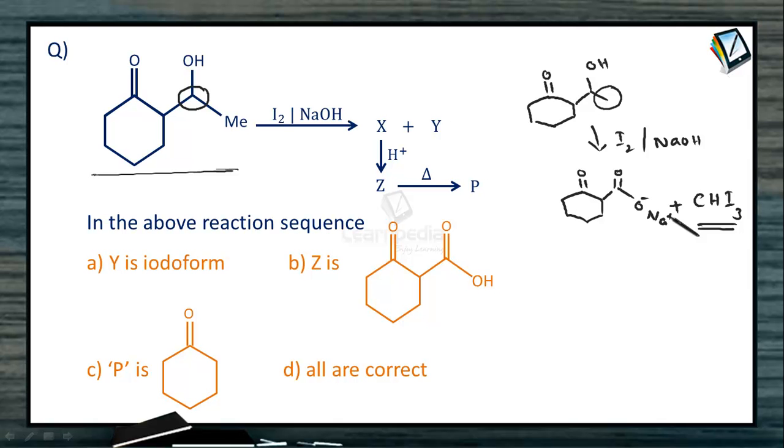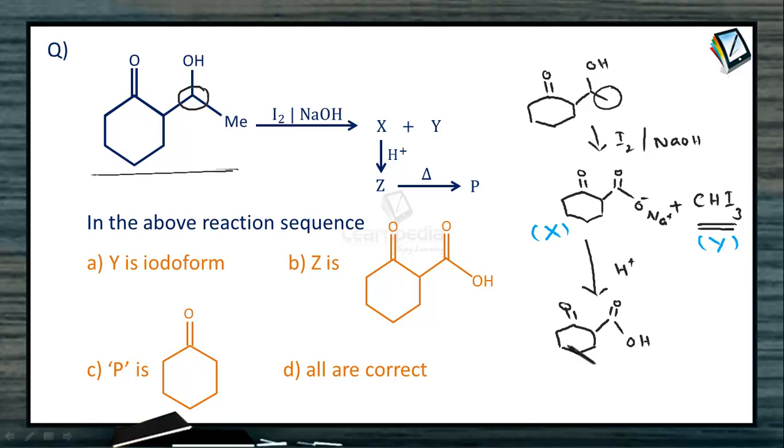Now this is further subjected to hydrolysis. X is subjected to hydrolysis. In other words, the sodium salt of this, when we subject it to hydrolysis with H plus, what do we get? This C double bond O stays as C double bond O, and this will become OH. So we need to understand that this must be X, and therefore this is Y.